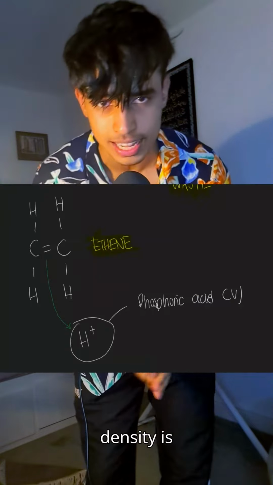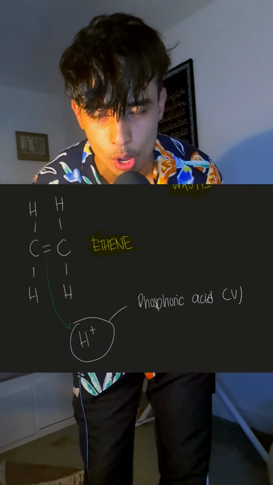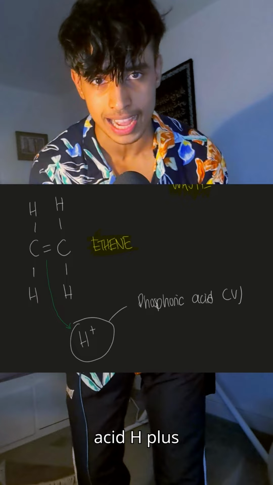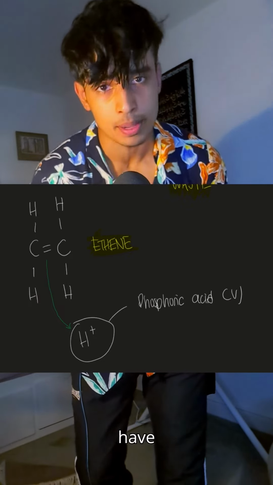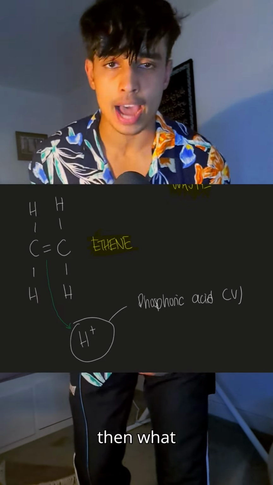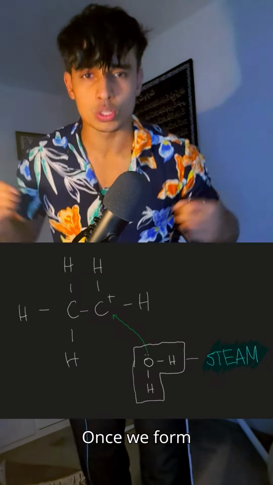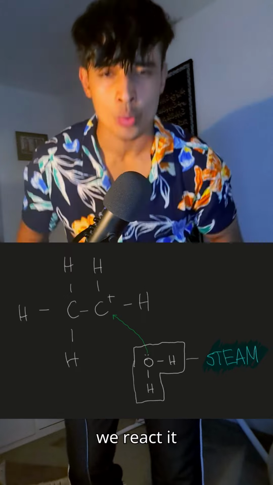The rich area of electron density is obviously the carbon-carbon double bond. This is attracted to the phosphoric acid H+ proton, because we have phosphoric acid as the catalyst. Then the double bond opens up and we form a carbocation intermediate. Once we form this carbocation intermediate, we react it with steam.